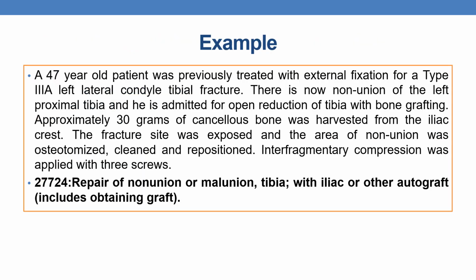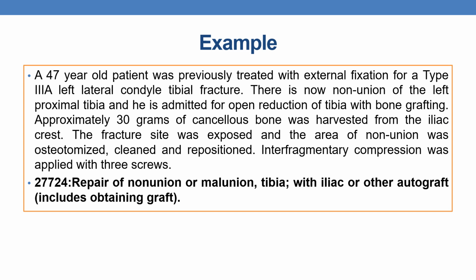Now let us see an example. A 47-year-old patient was previously treated with external fixation for type 3A left lateral condyle tibial fracture. There is now non-union of the left proximal tibia and he is admitted for open reduction of tibia. Previously it was treated and now it is non-union. And the patient is admitted for open reduction of tibia with bone grafting. And approximately 30 grams of cancellous bone was harvested from the iliac crest. Graft is obtained from iliac.